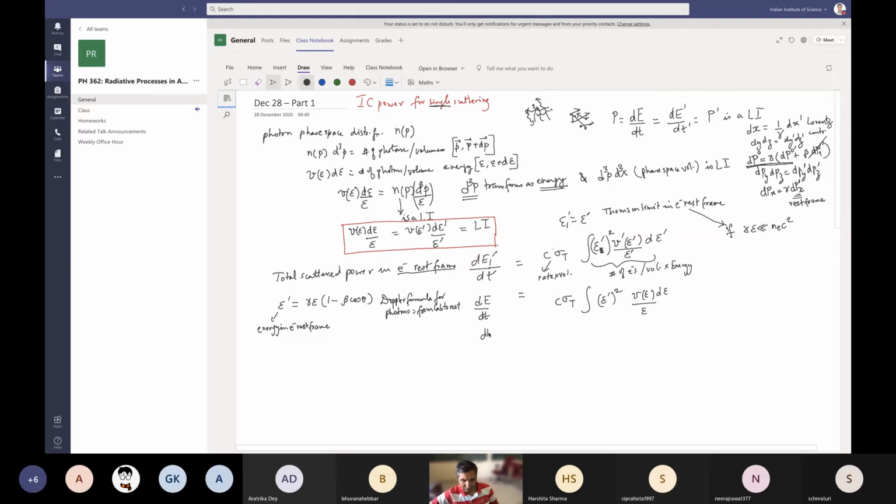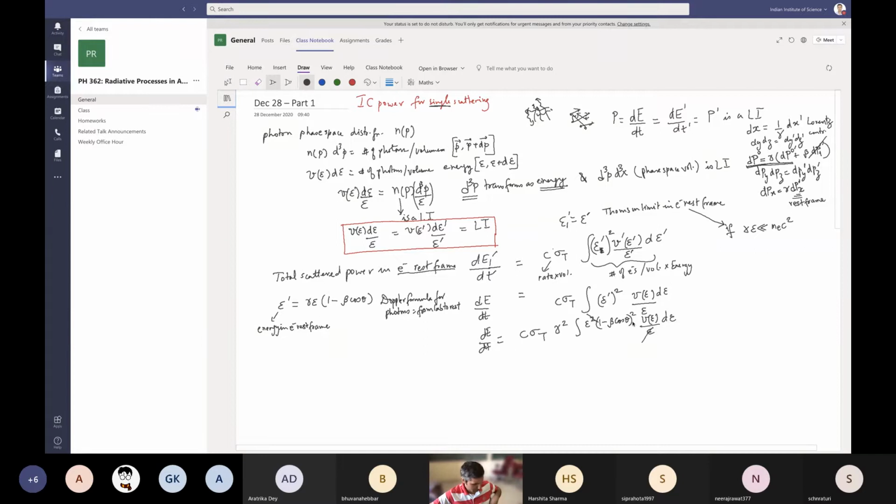So we can actually substitute for it here. So dE by dt is equal to c sigma T gamma squared integral of epsilon squared (1 minus beta cos theta) squared V epsilon by epsilon d epsilon.